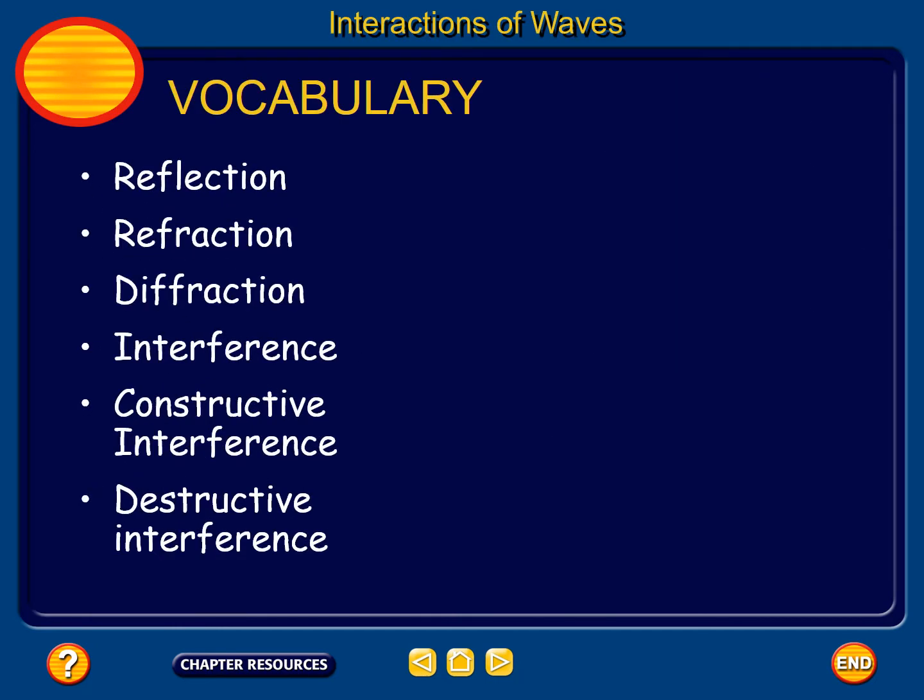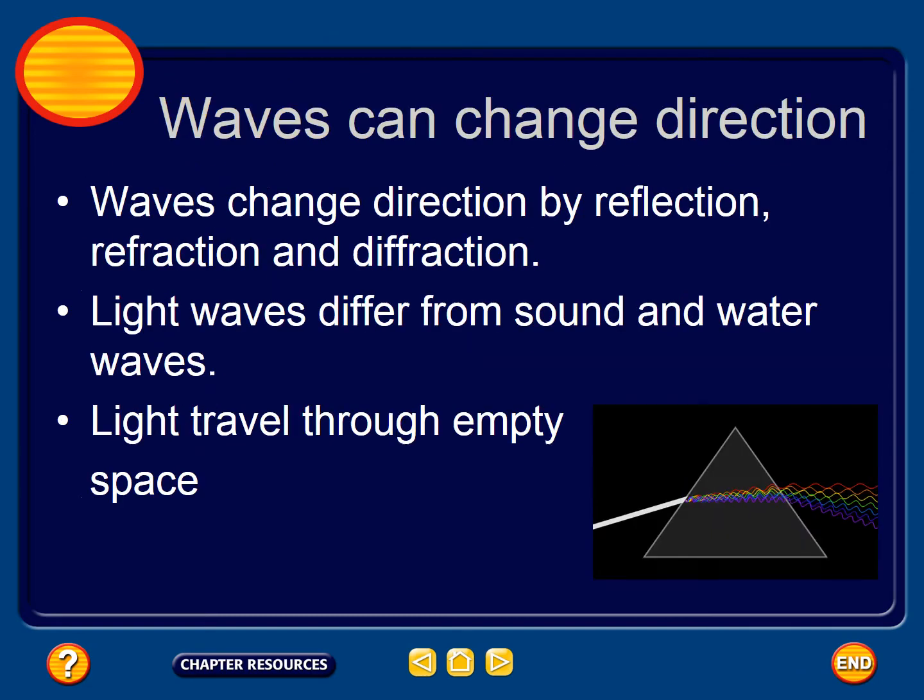At the end of the lesson, you have to know the following words: reflection, refraction, diffraction, interference, constructive interference, destructive interference, standing wave, node, antinode, and resonance.